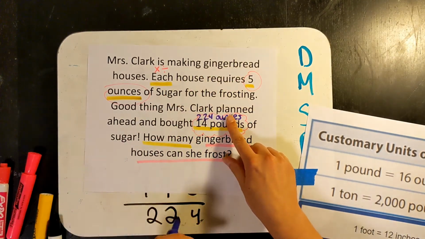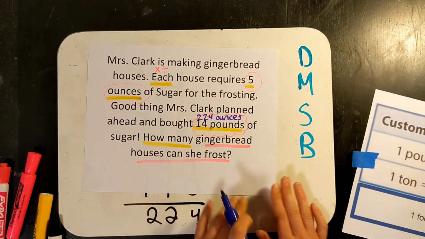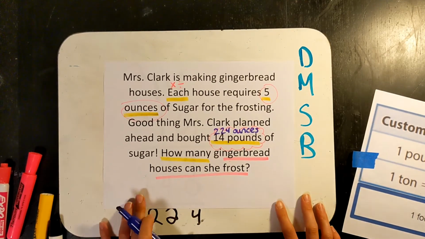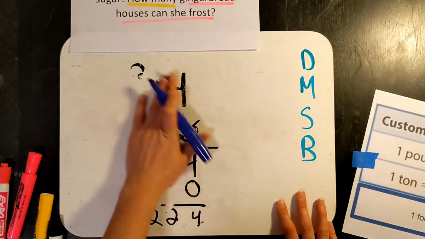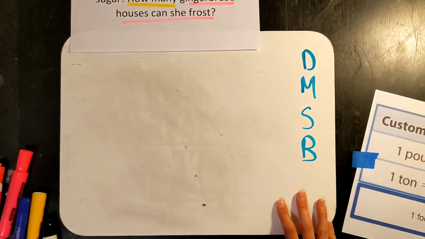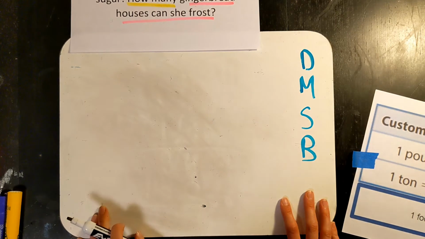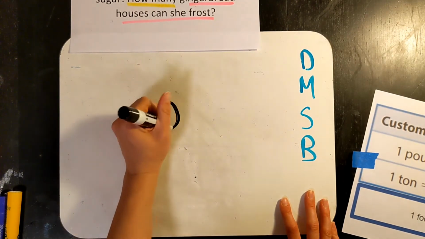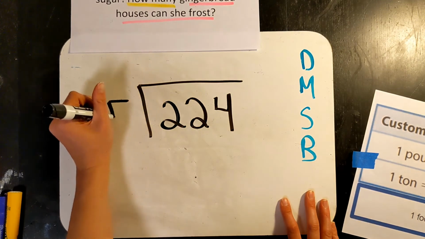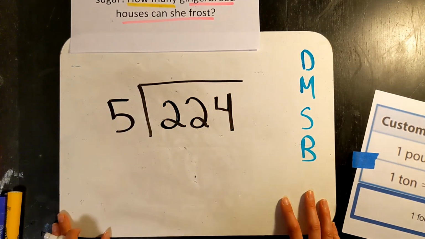We use 5 for each. And so we're trying to figure out how many gingerbread houses we can make. So go ahead and you can erase this part if you want, because it's really your long division that I really, really want to see when you take that picture. Okay. So we're going to take 224 and divide it by 5. And we'll use the standard algorithm for this.